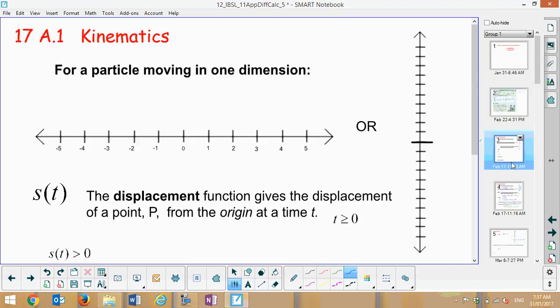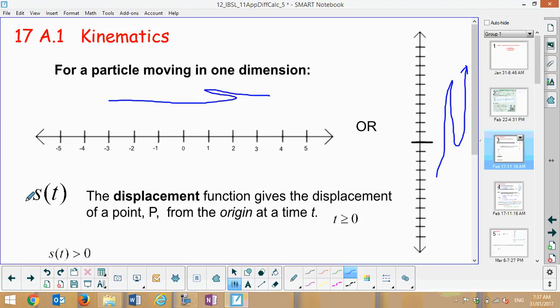So let's go through this in greater detail now. In the kinematics that we're doing, we're only going to be looking at a particle moving in one dimension, like going in one direction. So we're going backwards and forwards, say, horizontally, or we're going up and down. So a particle, a bit of a funny line. We're not looking at three-dimensional movement.